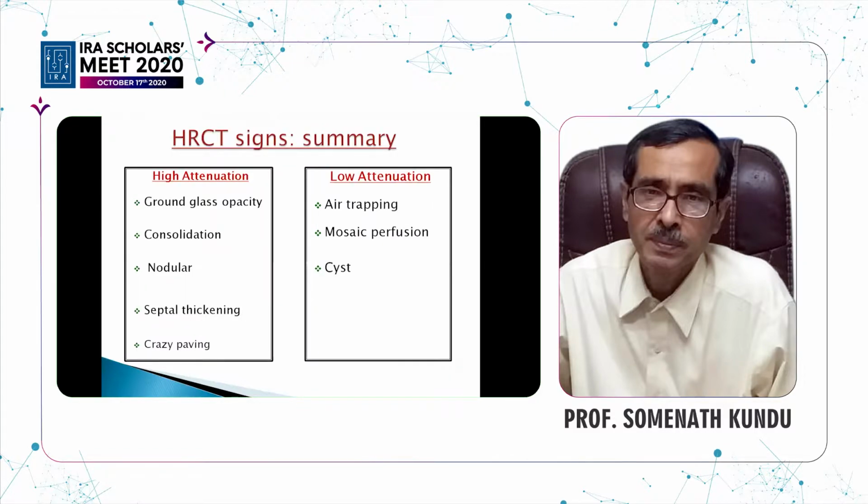So the signs that we have discussed, signs associated with high attenuation, that means more white: the ground glass opacities, that is opacities through which the blood vessels are visible; consolidation, through which you cannot see the vessels; nodules, that is discrete opacities less than 3 centimeters in diameter; septal thickening, that is ground glass opacity plus thickening of the septum; and the crazy paving pattern, that is ground glass opacity plus septal thickening.